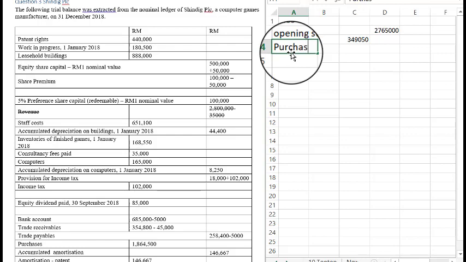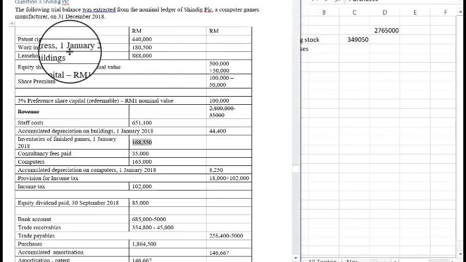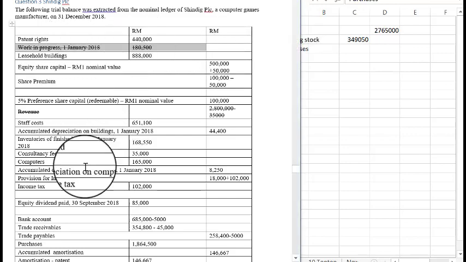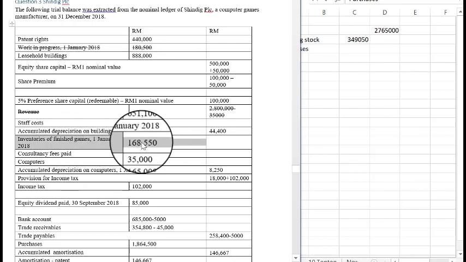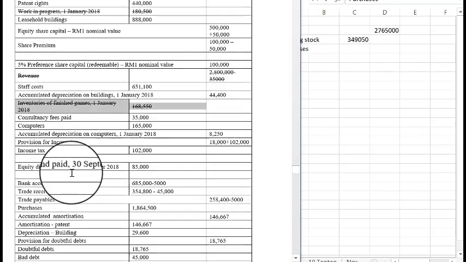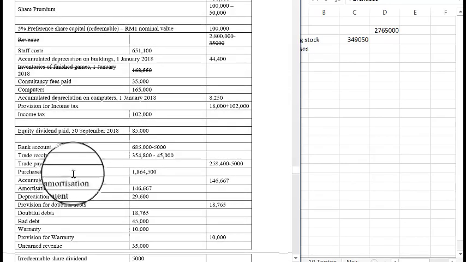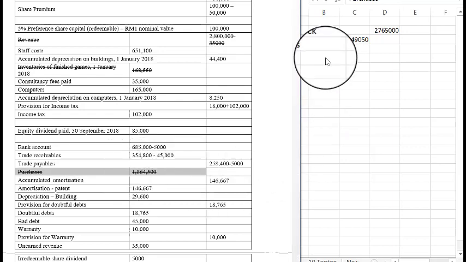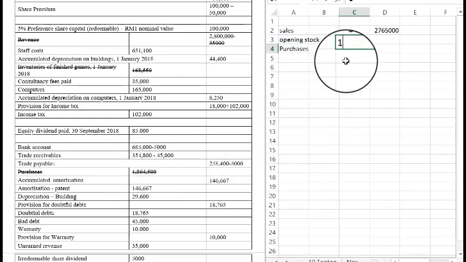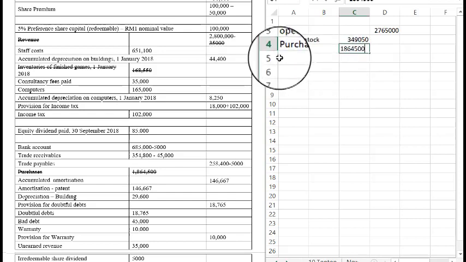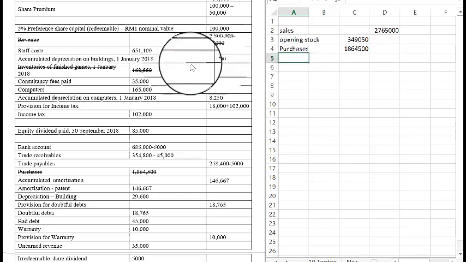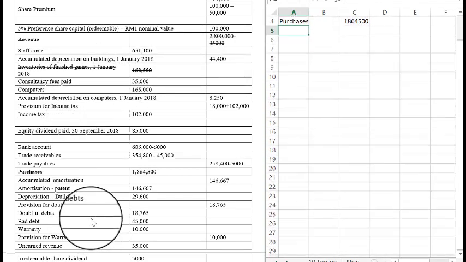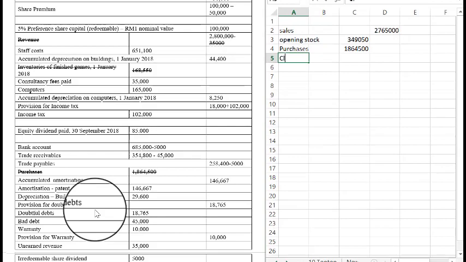Plus current year purchases. Okay, so these two done. Look at here, this is your purchase for current year, 18645. Now next one, check if you have any other thing. If no, then we'll go for your closing stock.